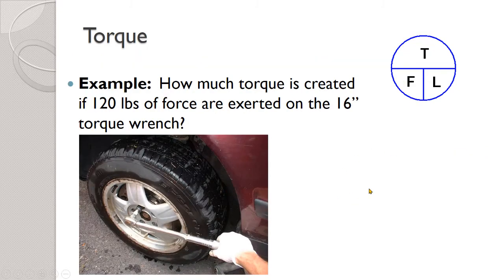Okay, so let's start with this question. When you tighten down a lug nut with a torque wrench, you're creating torque. And so my question is, if you apply 120 pounds, that's a good part of your body weight, to the end of a 16-inch torque wrench, then how much torque are you creating? That is to say, how many foot-pounds of torque? Well, let's work that out.